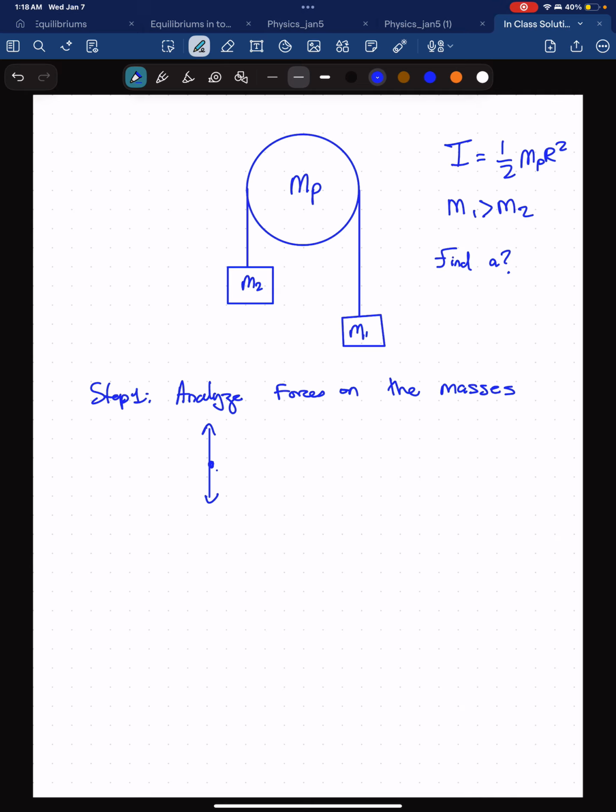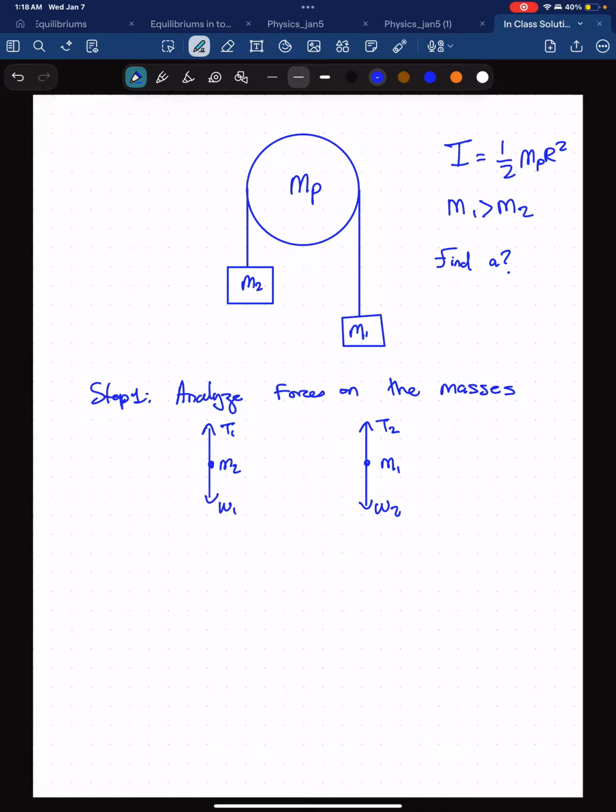So here's my M2, and it's on a string, so I have a tension, T1, and here it's falling down, so I have a weight. I want to call that weight 1. And then here, I have a tension again, T2, on the rope, and I have a weight 2.